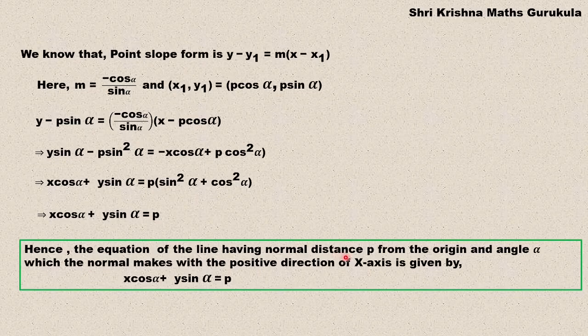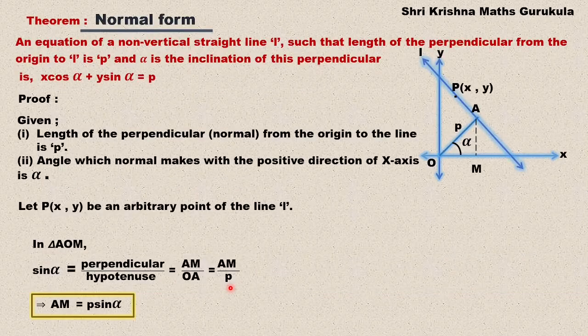Equation of the line having normal distance p. Normal distance is the shortest distance or perpendicular distance p from the origin to the line, and angle alpha as the inclination with the positive direction of x-axis, which the normal makes. Then the equation of the line is x cos alpha plus y sin alpha is equal to p. Dear students, I hope you have understood the whole proof. Now I will do a quick recap just to make you understand what was given and what we actually did.